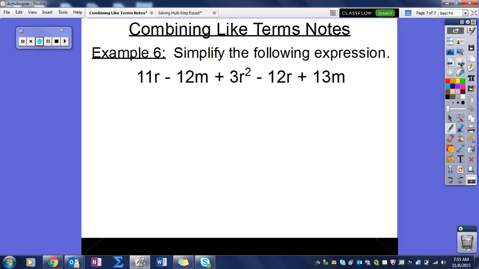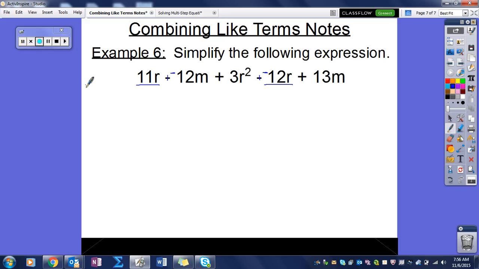Right. Example 6, simplify the following expression. So again, subtraction becomes addition. I keep the 11r the same and change 12m to negative 12m. Keep the 3r squared the same, subtraction becomes addition, change 12r to negative 12r. I'm going to underline like terms, so 11r and negative 12r. 3r squared is not a like term with those two because it has the r squared, so remember it's like a cheeseburger versus a double cheeseburger.